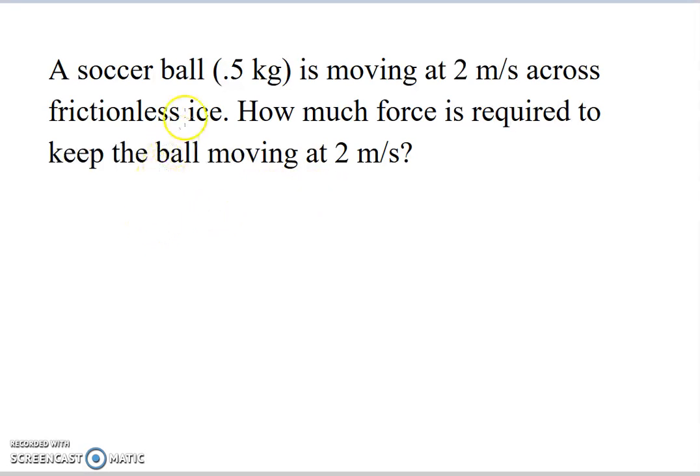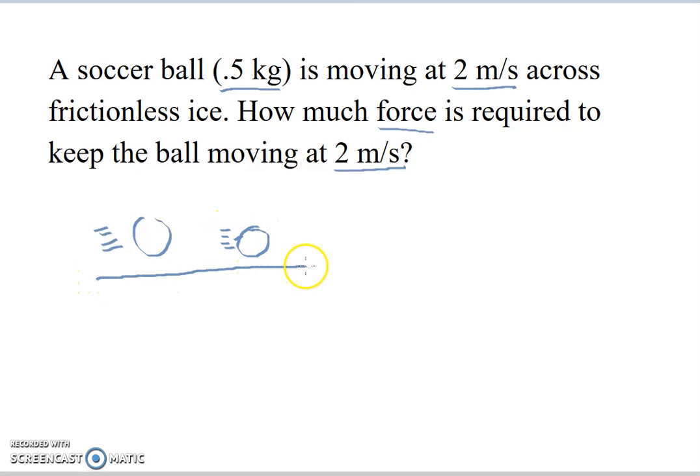So what do we have? We have a soccer ball, 0.5 kilograms, moving at 2 meters a second across frictionless ice. How much force is required to keep it moving at 2 meters a second? So, if we want to keep it moving at 2 meters a second, how much force do we need, basically? We know the mass, we know the initial velocity, and we know technically the final velocity that we'd like. So how much force is required to do that?